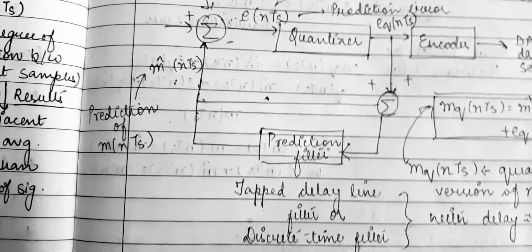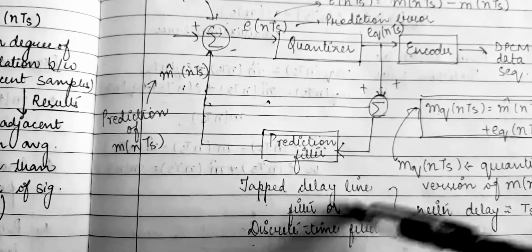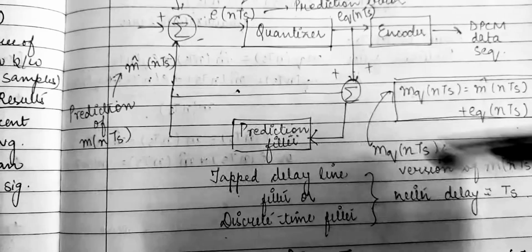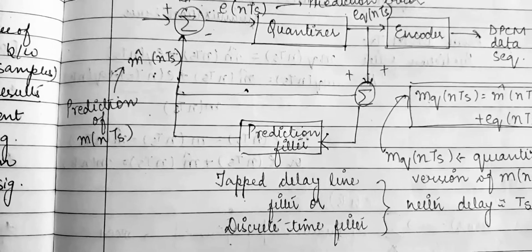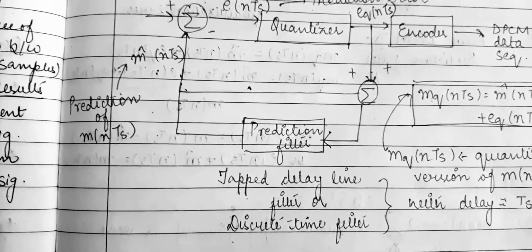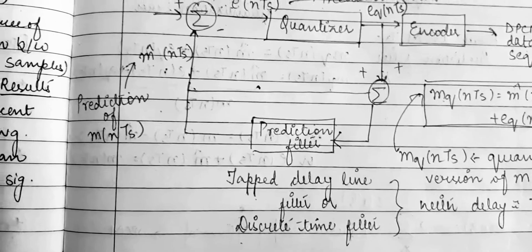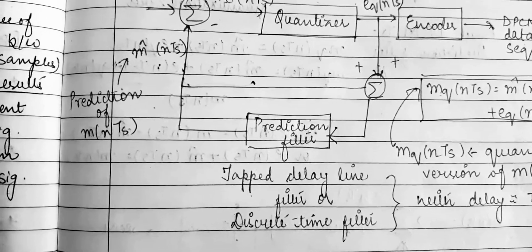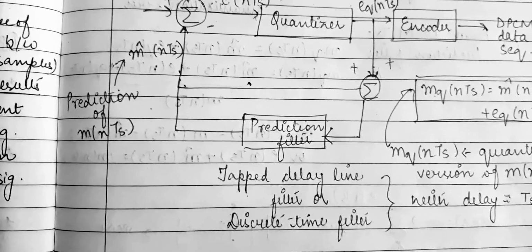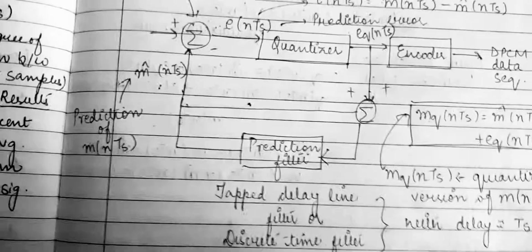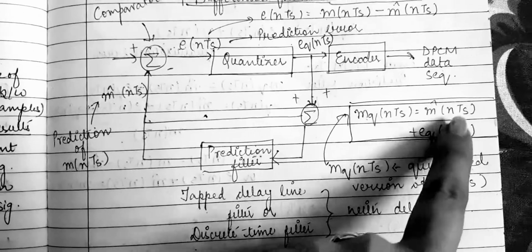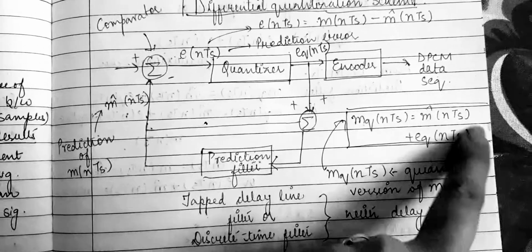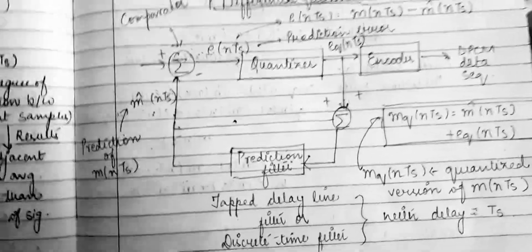And in the feedback path, a prediction filter is used. It is used to generate the prediction m-cap(nTs) and the quantized version mq(nTs). So here we get mq(nTs) equals m-cap(nTs) plus eq(nTs).